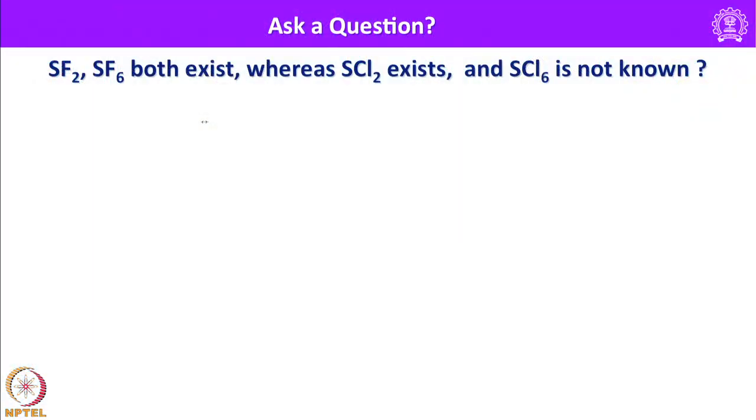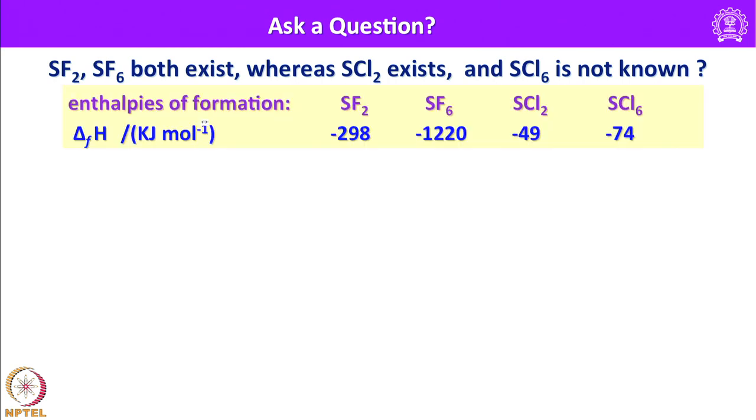So, let us look into another question here. It is a very interesting question. SF2 and SF6, sulfur difluoride and sulfur hexafluoride, both exist, whereas sulfur dichloride exists and sulfur hexachloride is not known. Let us look into the enthalpy of formation of these 4 molecules. The values are given in kilojoules per mole.